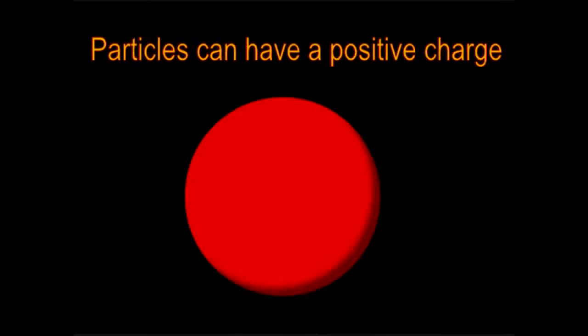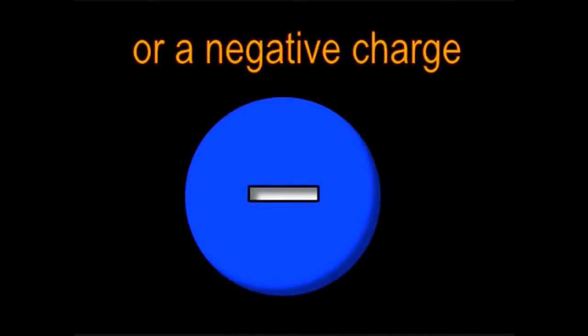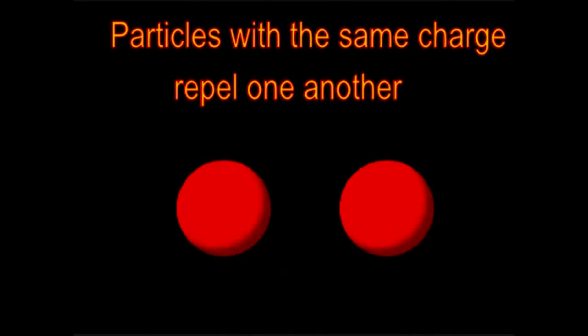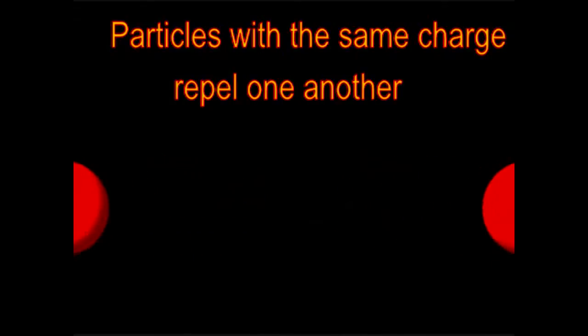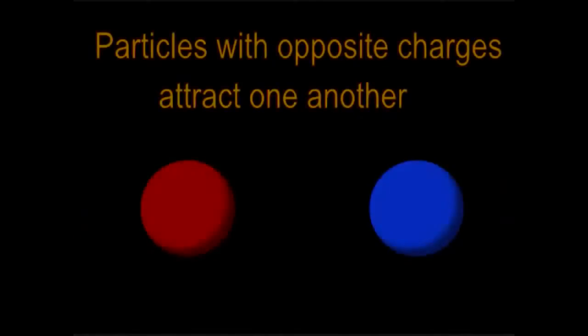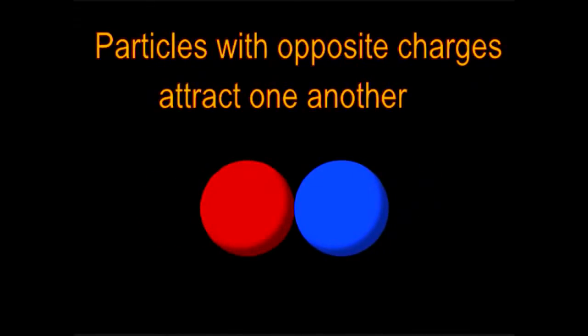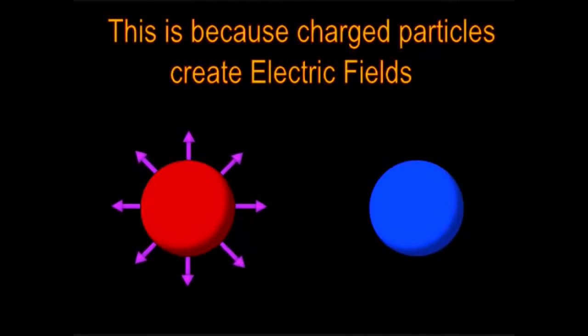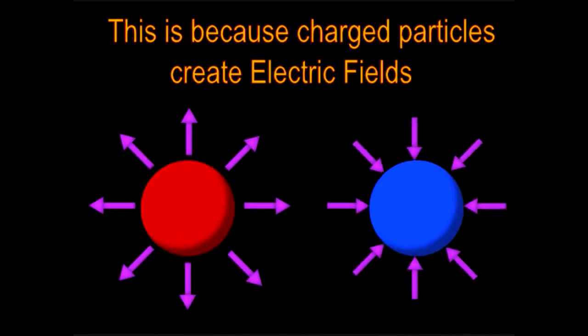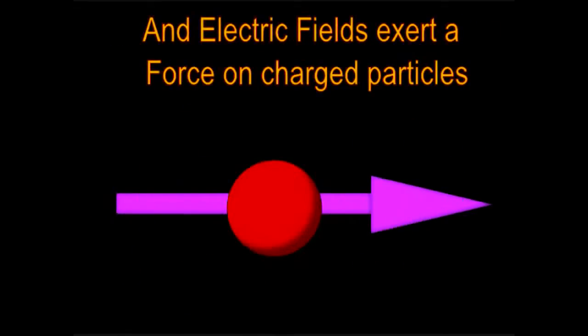Particles can have a positive charge or a negative charge. Particles with the same charge repel one another. Particles with opposite charges attract one another. This is because charged particles create electric fields, and electric fields exert a force on charged particles.